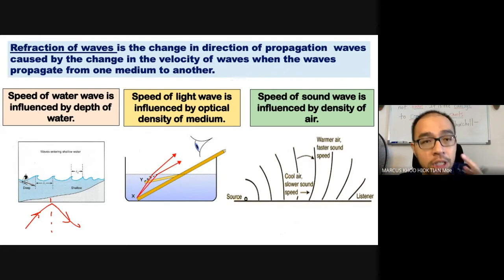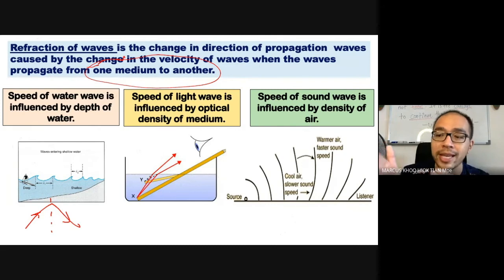The change of direction happens because of the change of medium. In reflection, the change in direction happens because the waves hit a reflector. So it's two different things altogether. We need to know what is the difference between the two.